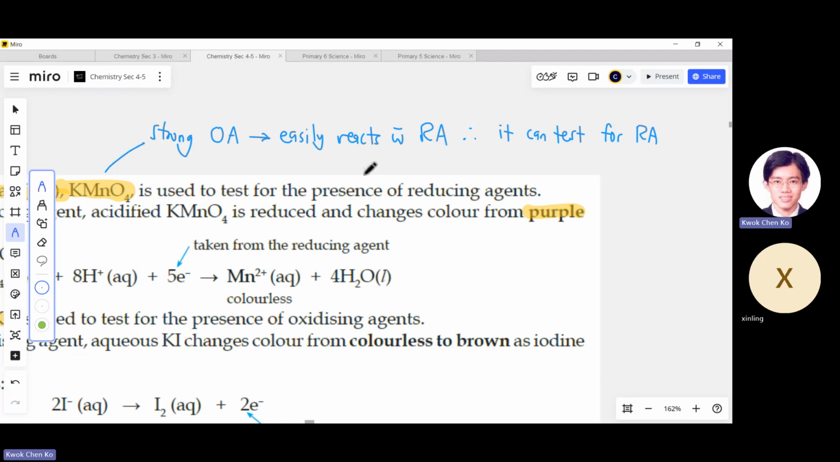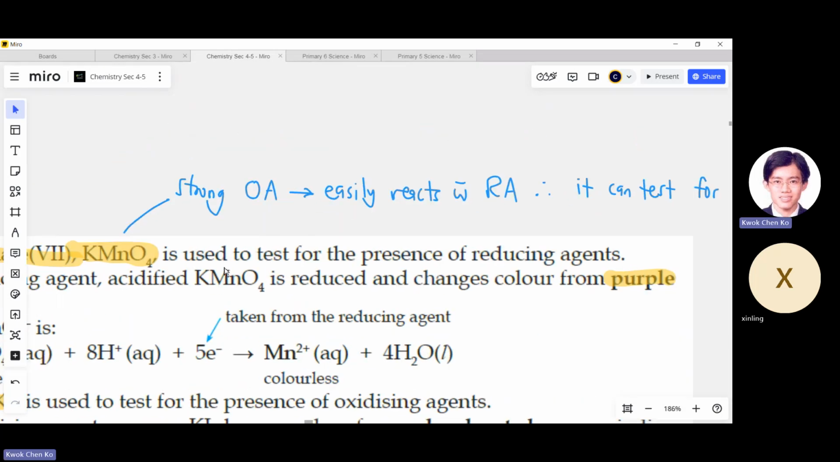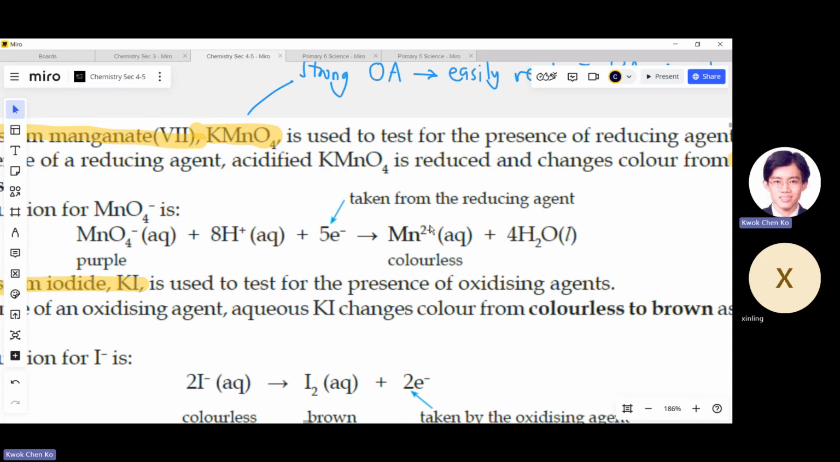Okay, and the trick is this. No need to know this equation, but MnO4 minus, once it is reacting with a reducing agent, becomes Mn2 plus, and there's a change in color. Purple becoming colorless. Okay, so keep this in mind. Anytime you see a change of color from purple to colorless, a redox reaction has occurred. Remember that change, purple to colorless.